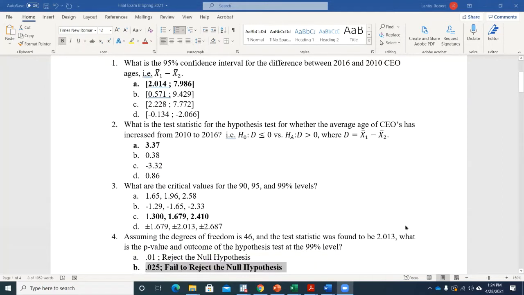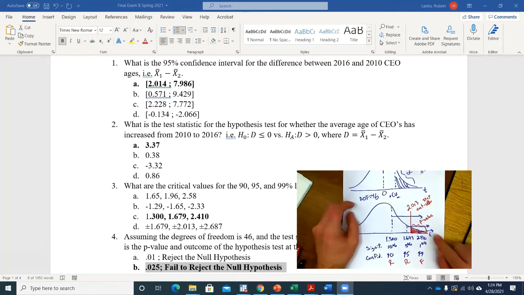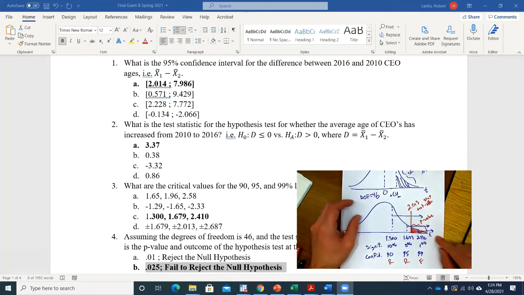Sure enough, I gave you an assumed true test statistic here, but if we were to use the actual test statistic, 3.37, well, that would have been way out here. I definitely would have been rejecting at every level. So if I do a hypothesis test for any value outside the range of my confidence interval, I should be rejecting the null. I should be rejecting whatever I've assumed that difference to be.